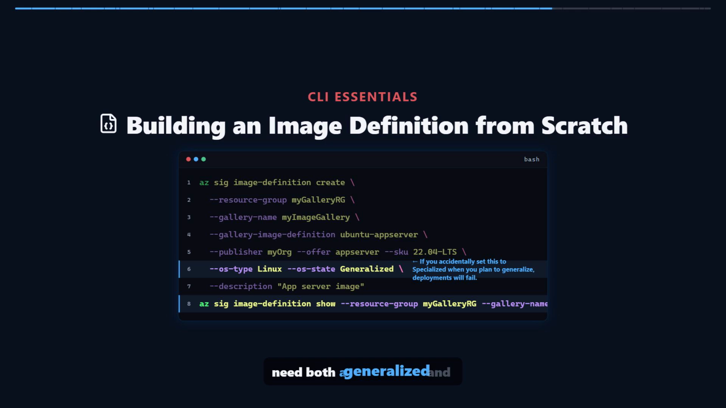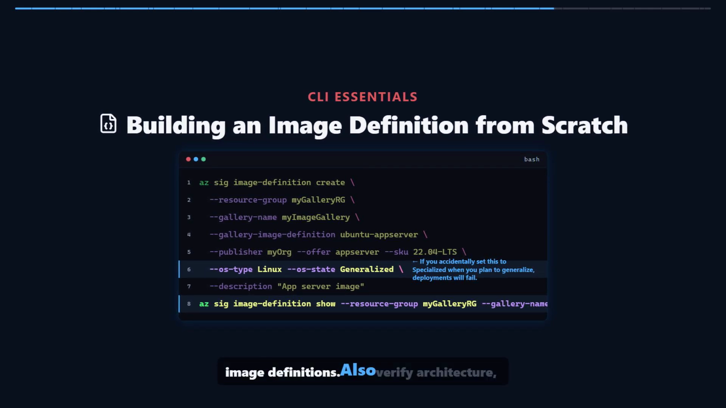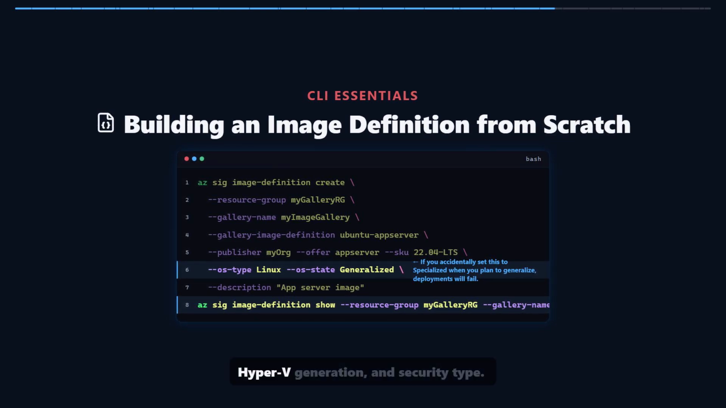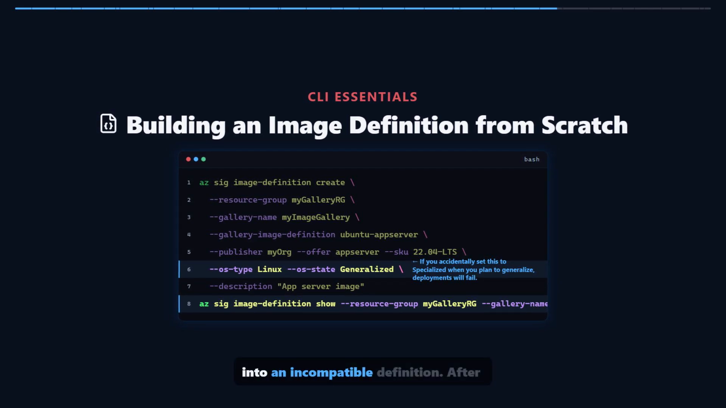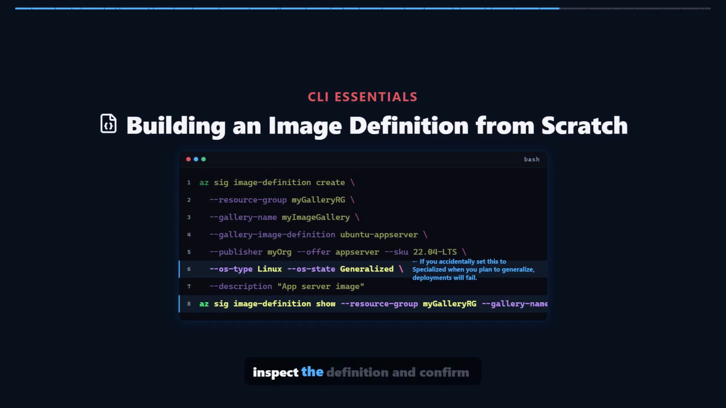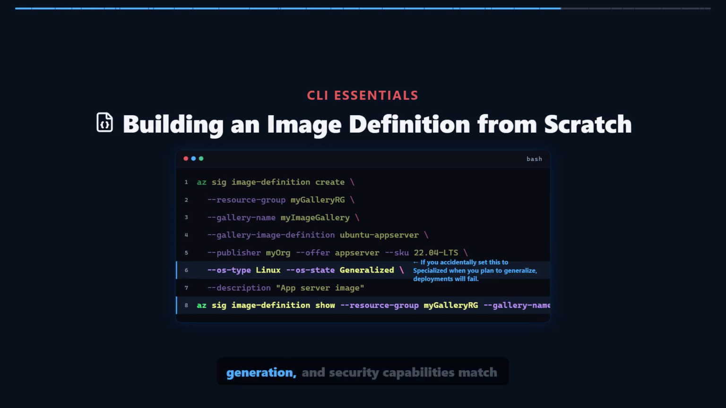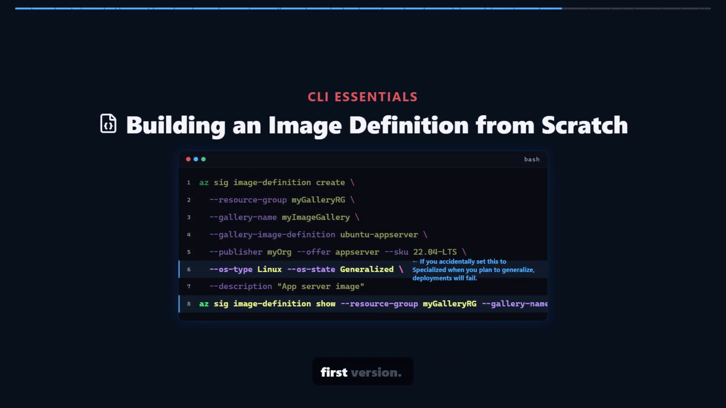If you need both a generalized and specialized form of the same operating system, create two separate image definitions. Also verify architecture, Hyper-V generation, and security type. A Generation 2 trusted launch source should not be placed into an incompatible definition. After creation, use the Azure CLI or PowerShell show command to inspect the definition and confirm that OS state, architecture, Hyper-V generation, and security capabilities match your design before building the first version.